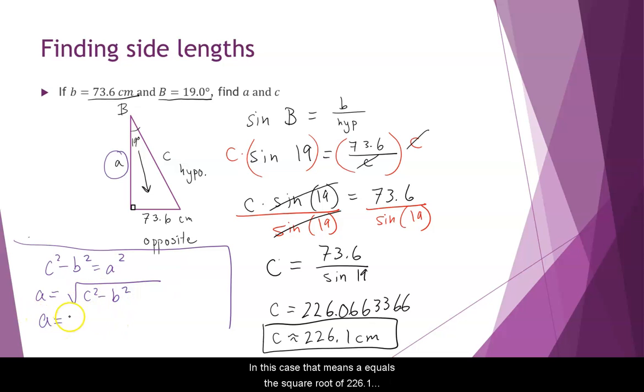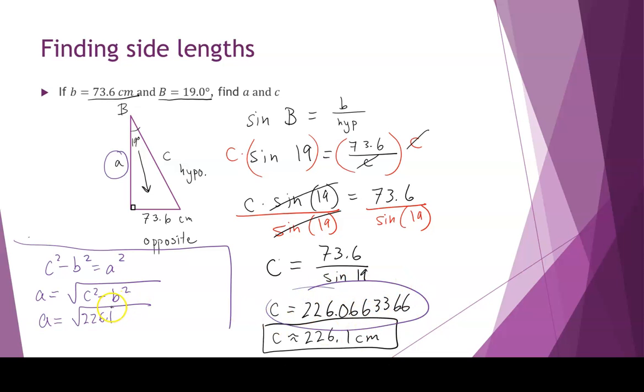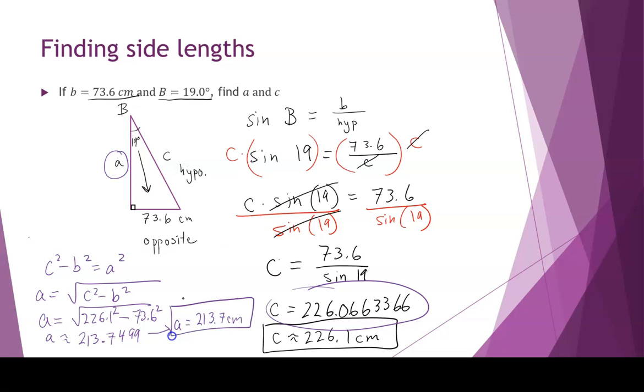In this case, that means a equals the square root of 226.1. And if you have the more accurate version in your calculator, you might as well use that. Squared minus 73.6 squared. I ended up with a is approximately 213.7499. Again, I want to round that to the nearest tenth. a is about 213.7 centimeters.